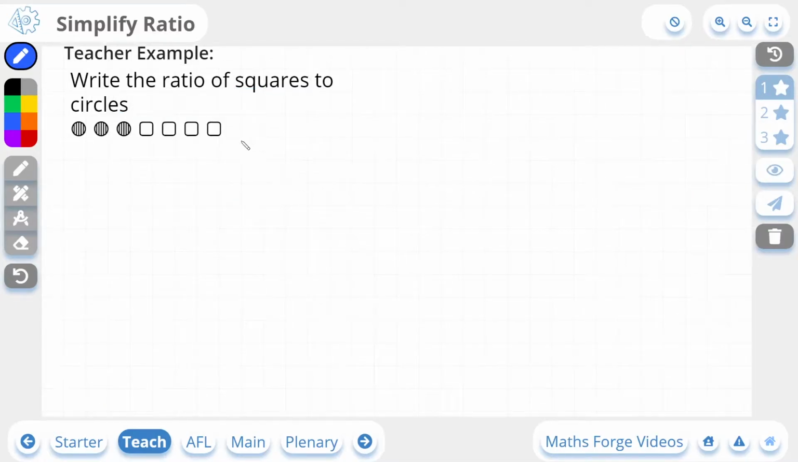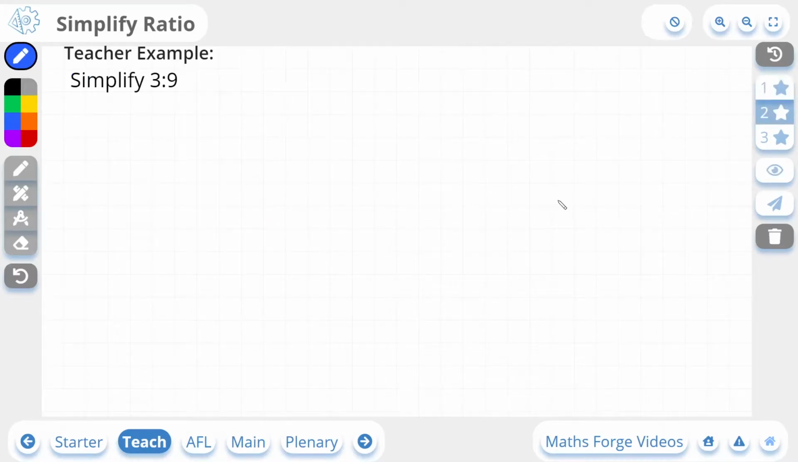We'll do another 1-star example. Here they're asking us to write the ratio of squares to circles. So they've asked us to write squares first. The number of squares is 4, so I'm going to go ahead and write that down first. And then a colon, and then they've asked us to write down circles next. Well, there are 3 circles here, so I'm going to write that down next. And if we check our answer, there it is.